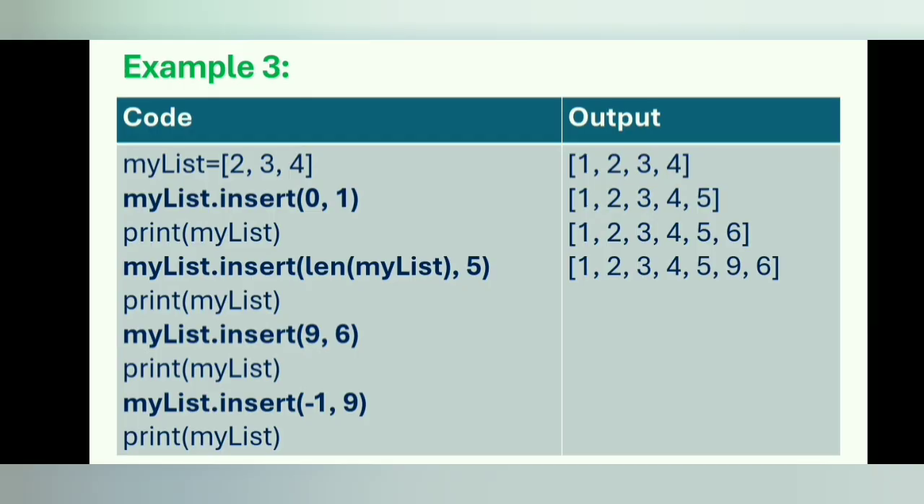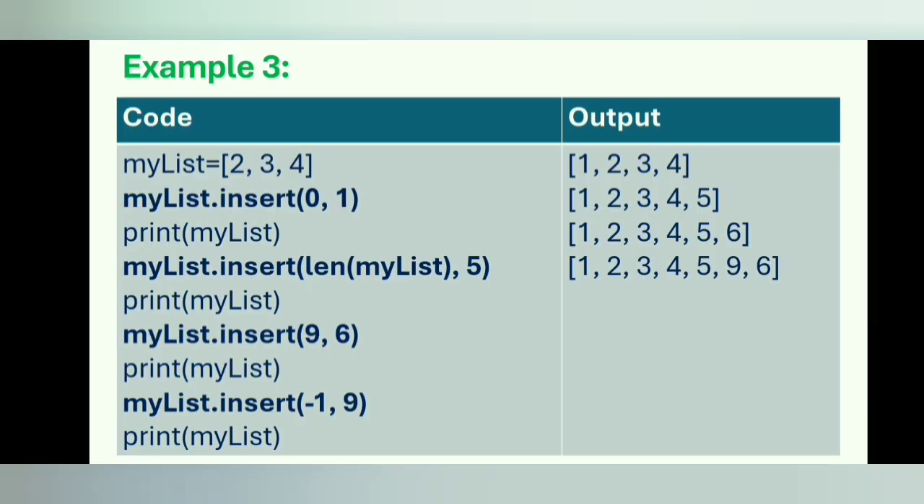In the next statement, we call the insert method with the index 9 and the new value 6 as arguments. Here the index 9 is greater than the length of the list. If the index is greater than the length of the list, the element will be inserted at the end of the list. mylist.insert(9, 6) inserts the new value 6 at the end of the list. The print statement print(mylist) will display the modified list 1, 2, 3, 4, 5, 6.